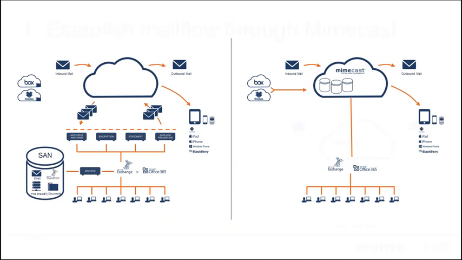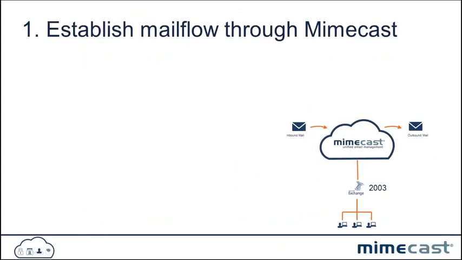Now, in terms of the actual migration support, hopefully we can get into the crux of it now that we're all clear on how Mimecast works and where we fit into the mail flow. Let's talk specifically about how it helps with migrations. The first thing we typically recommend in these scenarios is that you get your mail flowing through Mimecast down to your existing old environment, if you like.